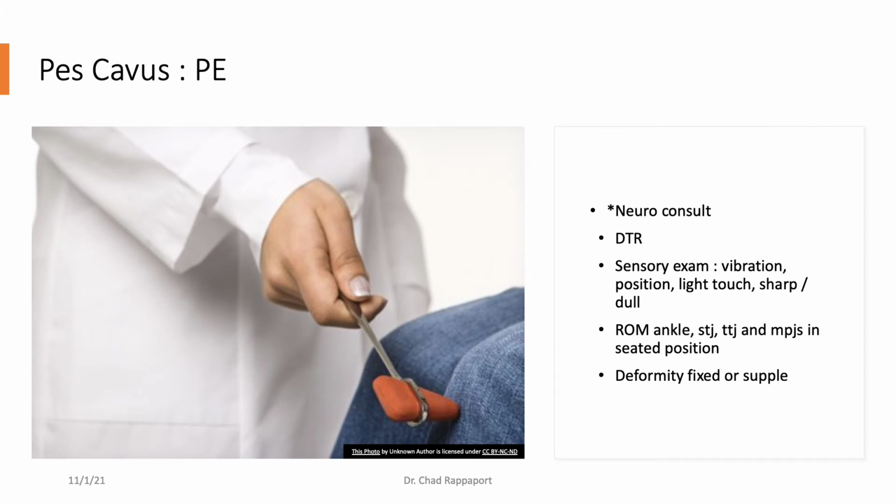So most of these patients will be referred to a neurologist for a more in-depth consultation, but in the office we can do our own neurological exam consisting of deep tendon reflexes and a sensory exam including vibration, position, light touch, sharp and dull, etc. Also important to take note of the range of motion at the ankle, subtalar joint, transverse tarsal joints, and the metatarsophalangeal joints in a seated position, and of course have them stand and observe any changes upon weight bearing, trying to get a feel for whether the deformities are fixed and rigid or they're supple, flexible and reducible.